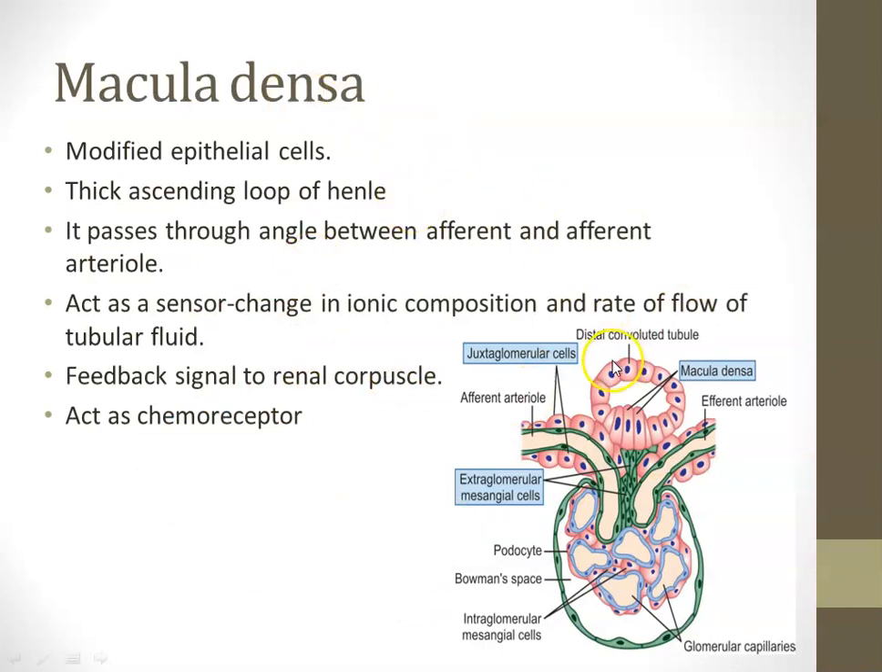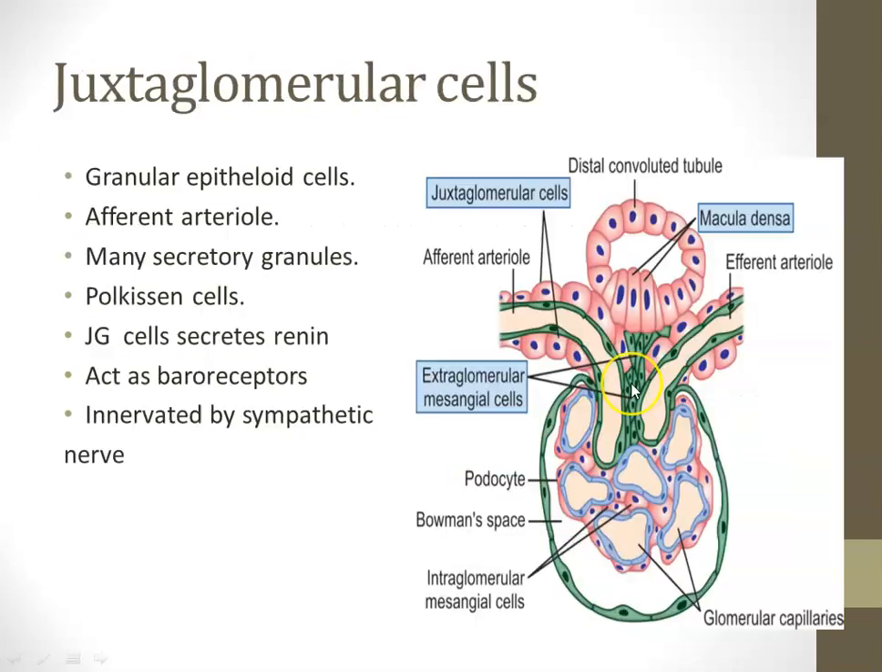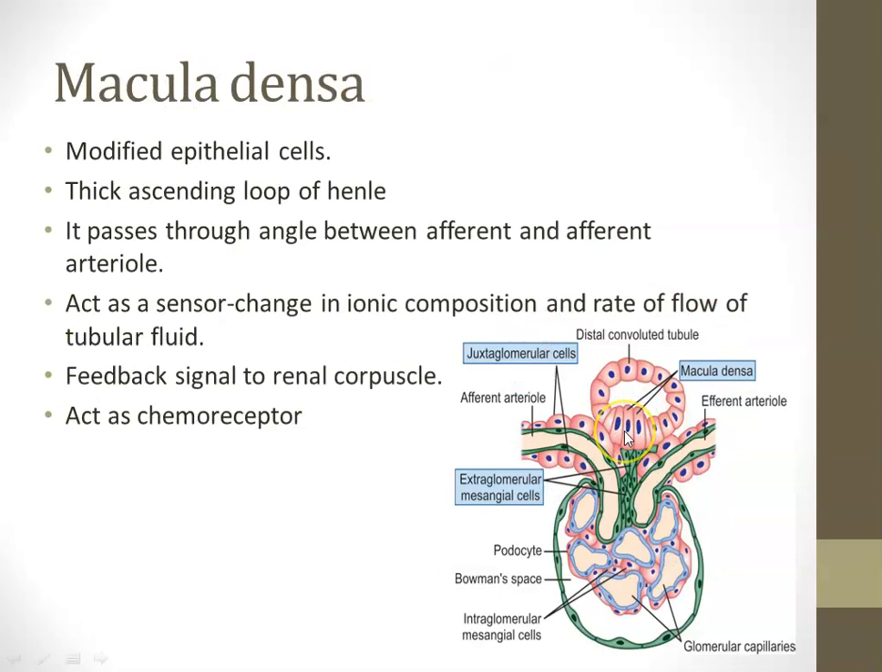First one is the macula densa. See, this is the macula densa. These are the specialized epithelial cells which are present in the thick ascending loop of Henle. The importance of the macula densa is that it acts as a sensor. It monitors the ionic composition of the fluid which passes through the thick ascending loop of Henle and the distal convoluted tubule. If there is any change in the ionic composition, it sends a feedback signal to the renal corpuscle. So this macula densa acts as a chemoreceptor.